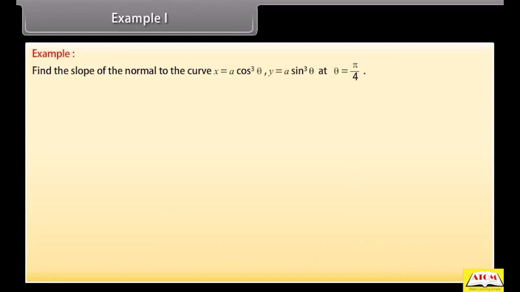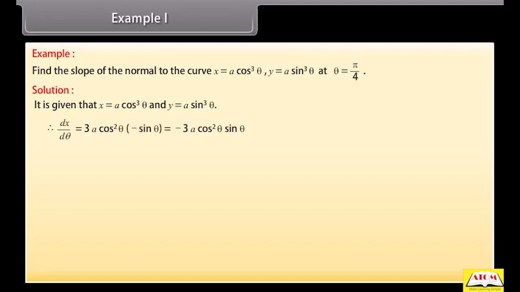Example 1. Find the slope of the normal to the curve x is equal to a cos cube theta, y is equal to a sin cube theta at theta is equal to pi by 4. Solution. It is given that x is equal to a cos cube theta and y is equal to a sin cube theta.